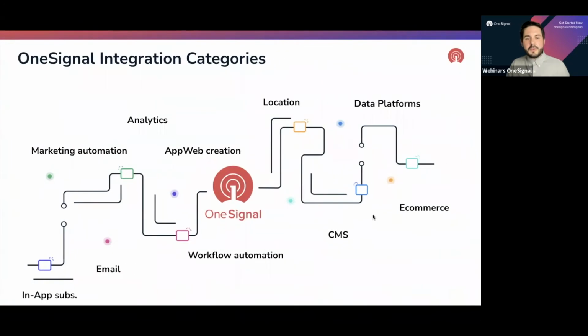So now we are going to review the different integration categories that OneSignal currently offers. You have in-app, marketing automation, analytics, app web creation, workflow automation, CMS, location, data platform, and e-commerce. Those are just the categories available today. But if you want to have a look at the full list of integrations OneSignal allows you to implement, you can directly have a look at our website under integrations in the resources section.